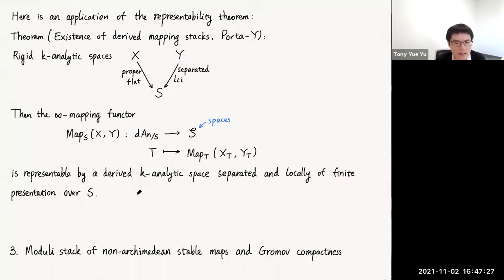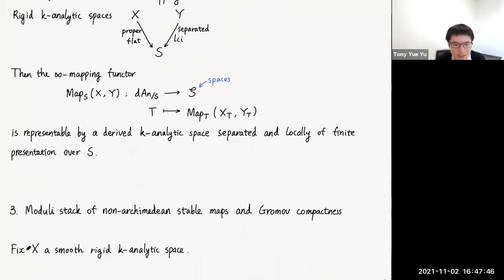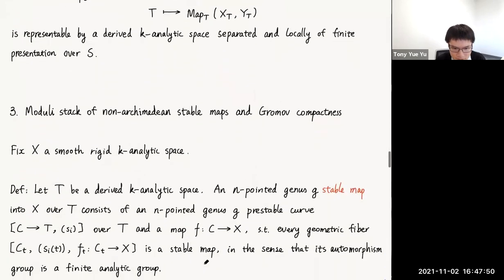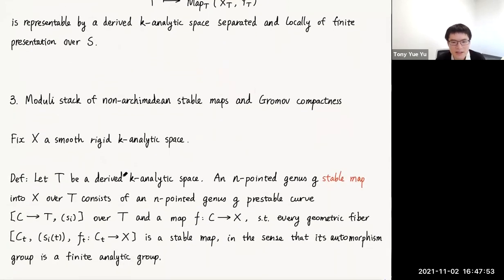Okay, so now let's move on to more geometric problems about curve counting. So let's take a look at the modular stack of non-Archimedean stable maps. Let's fix X a smooth, rigid K-analytic space. So analogously, we can define the stack of stable maps, these non-Archimedean stable maps.